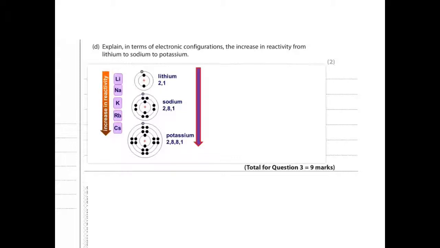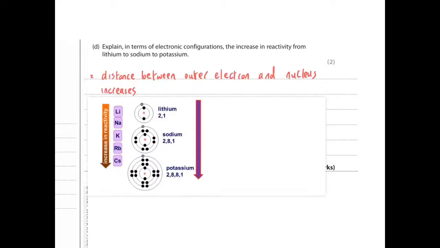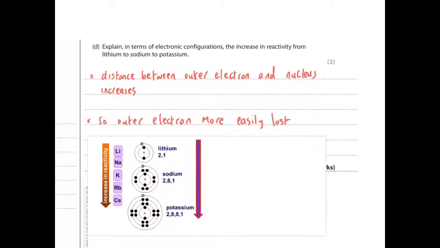So there's a lot of information here. How do we get it in 2 marks? Well, firstly, the distance between the outer electron and nucleus increases. We can see that. That's a really important point. And secondly, so the outer electron more easily lost. That's what we're saying. So it's easier to lose it.